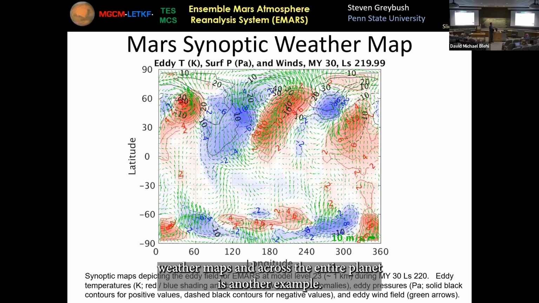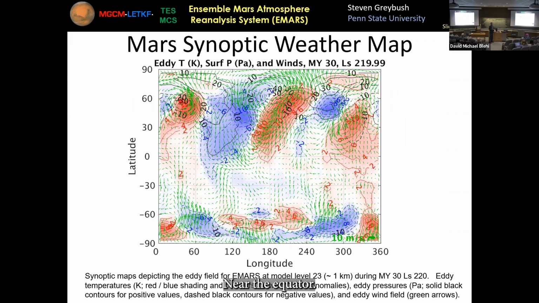So we can look at these weather maps across the entire planet. Here's another example. Maybe what's unique on Mars is sometimes these weather systems extend all the way from the polar regions all the way to near the equator.